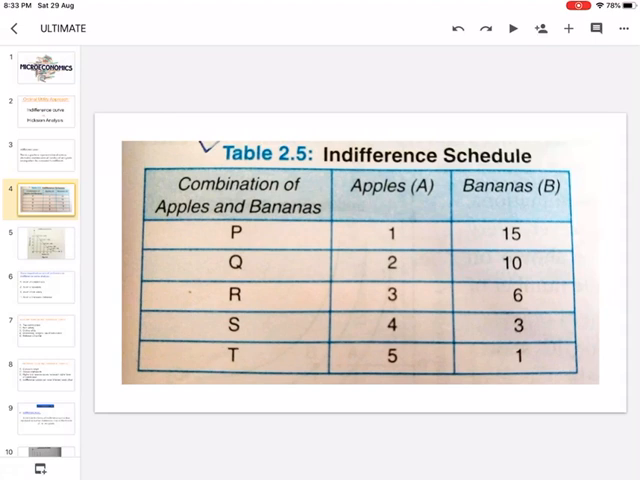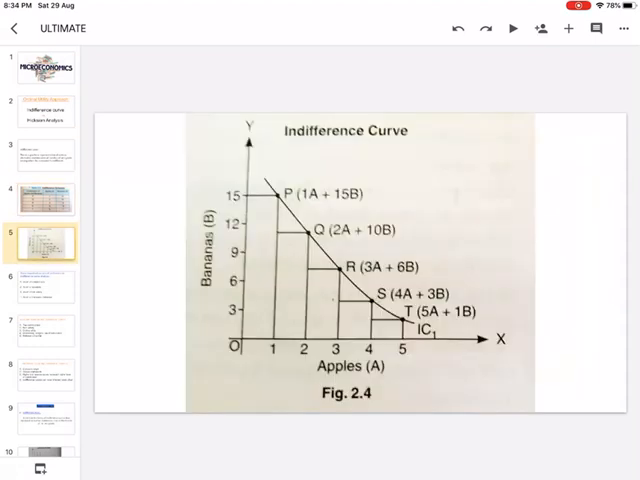So if you look into the indifference curve schedule which is given there before you, we have these combinations P, Q, R, S, T. Each combination has different quantities of A, that is apples in this case, and B, bananas, but the satisfaction that he gets from each combination is the same.